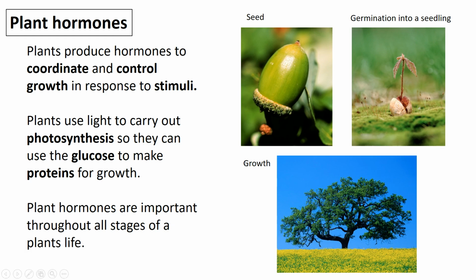Plant hormones are really important throughout all the stages of the life of a plant. So at seed level, you can see that's the seed, an acorn. When the seed starts to grow into a plant, we call that germination, and a seedling will start to grow. And then obviously growth at later stages into the full oak tree.